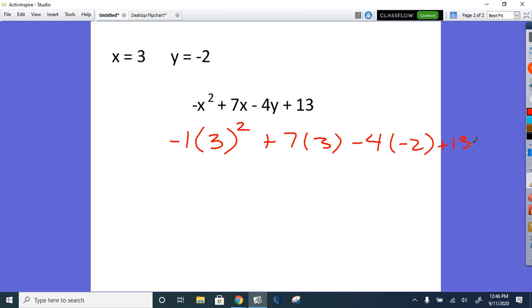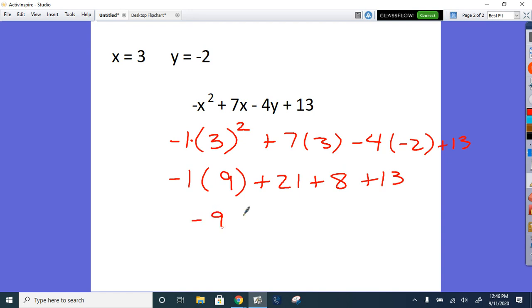Now I go through with my order of operations. So I see I have an exponent here. 3 squared is what I take care of first. I'm not going to multiply it by that -1 first. Okay, I got to take care of exponents. -1 times 9, because 3 squared is 9, plus 21, and then here we have a negative times a negative, plus 8, plus 13. Now I'll take care of this multiplication here.